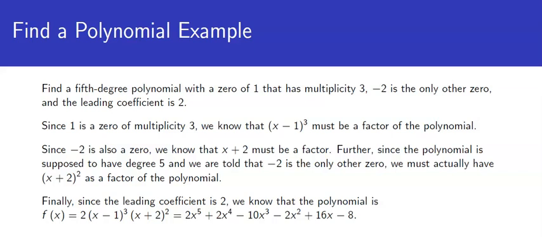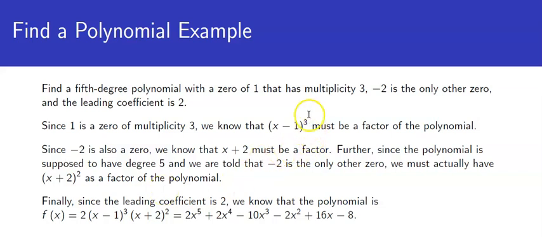So I know in particular that x minus 1 has to be a factor, but we're also told that that 0 has a multiplicity of 3. So even more so, x minus 1 to the third must be a factor because the multiplicity is 3. We're told that negative 2 is also a 0. However, it didn't say anything about multiplicities. The only thing we know is that it's the only other 0.